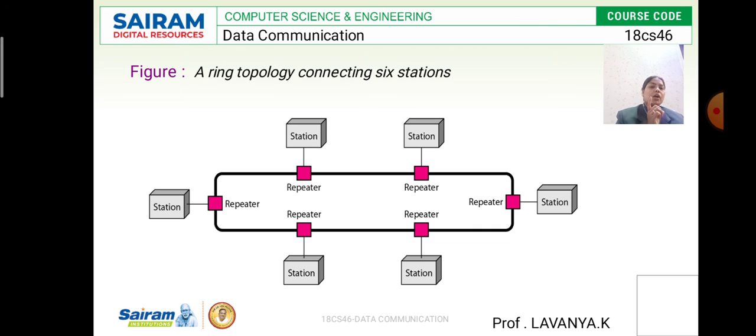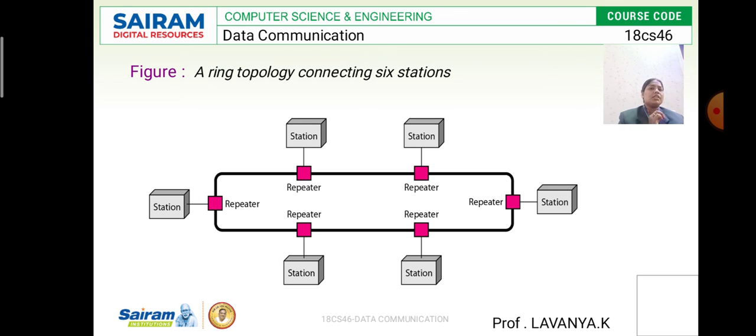Then what is the advantage of the ring topology? Whatever data a device sends, whether that data is damaged or corrupted, we can easily find out.